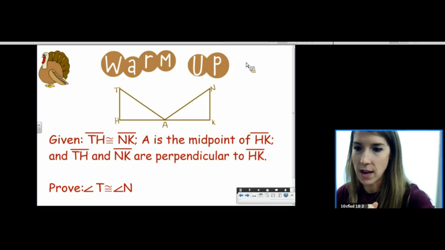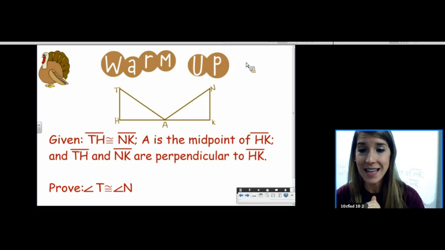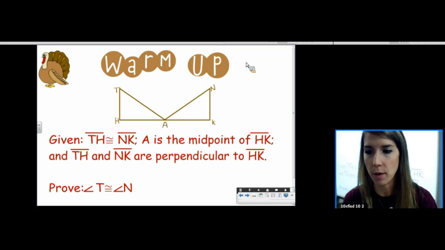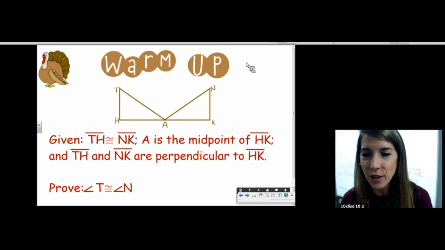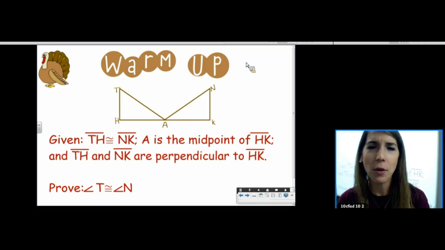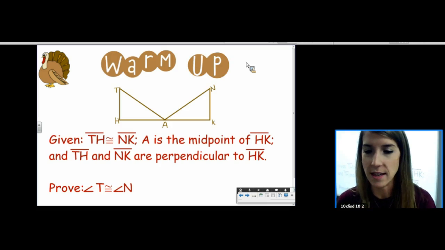All right, segment TH is congruent to segment NK. A is the midpoint of HK, and segment TH and segment NK are perpendicular to segment HK. That's a lot of givens. Prove that angle T is congruent to angle N. Notice it didn't say prove that the triangles were congruent. So we're going to prove they're congruent, and then we're going to go beyond that. We're going to go one step more, and we know what that's called, but don't say it yet.